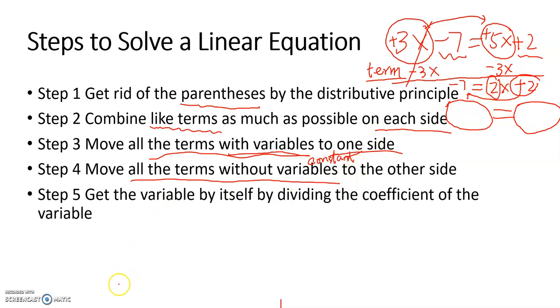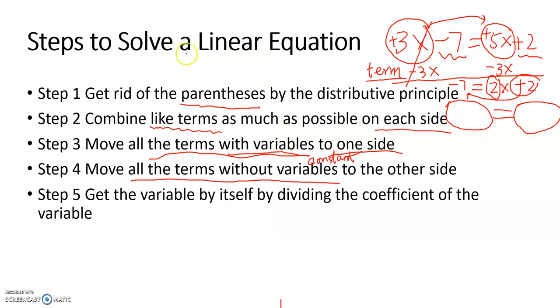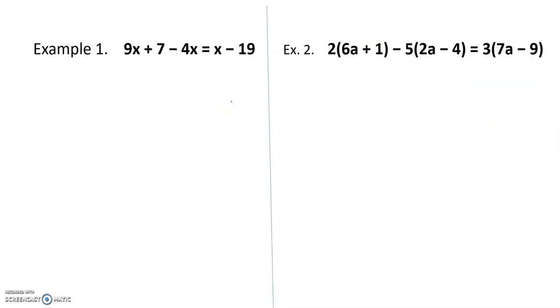Okay, so we're going to now look at examples to explain these 5 steps. The first example, and notice in this one, we don't have any parentheses. So you can skip step 1, which we mentioned, to use the distributive principle to get rid of parentheses. But in the second example, notice we do have parentheses, so we have to do the first step. So now let's finish example 1.